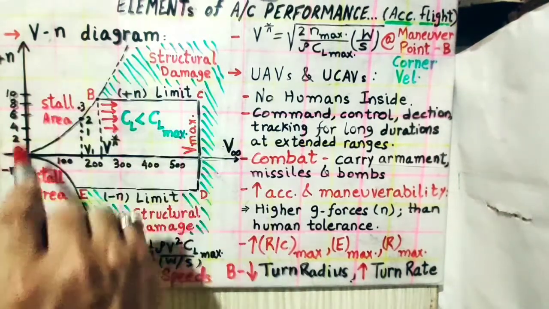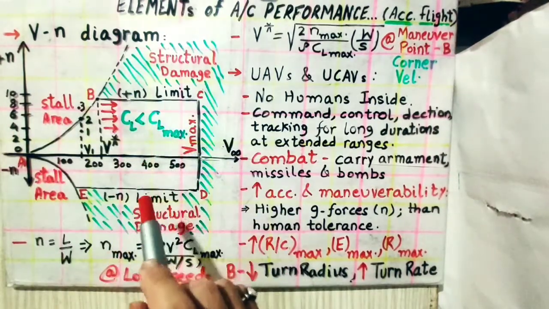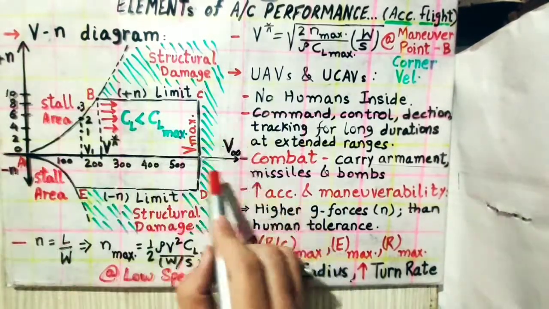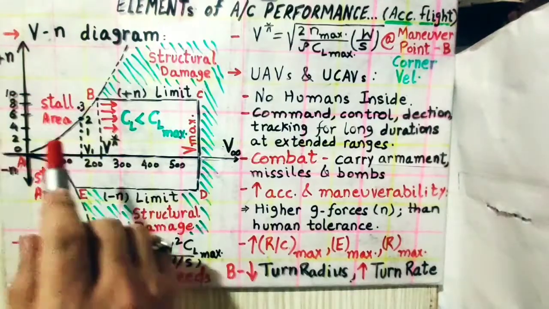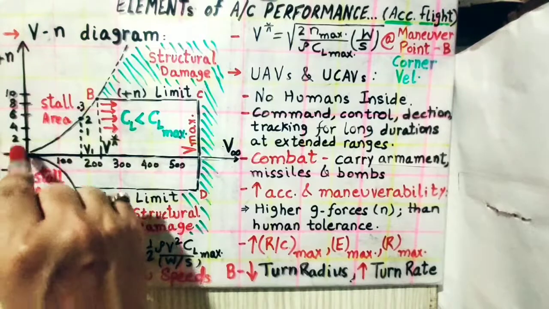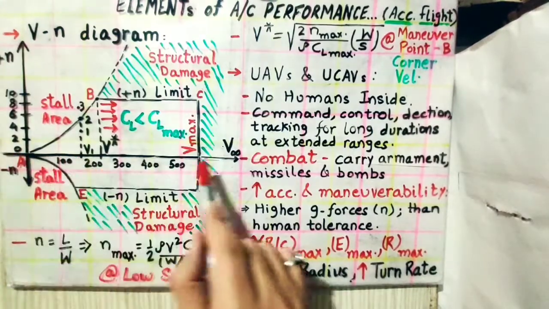This graph is for a typical jet trainer aircraft, and in the VN diagram, as you can see, the X axis is V and the Y axis is N. We have positive N on this axis and negative N on this axis, and velocity is increasing in this direction.